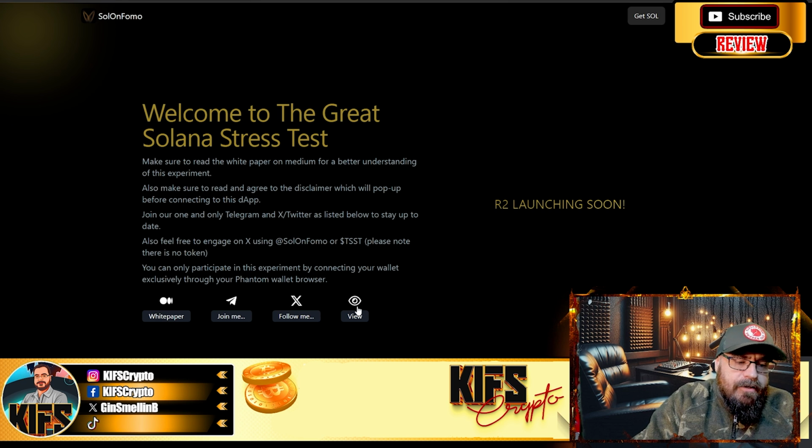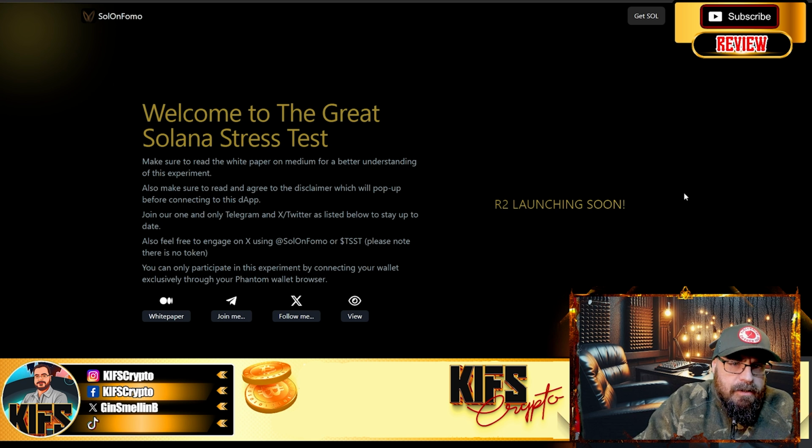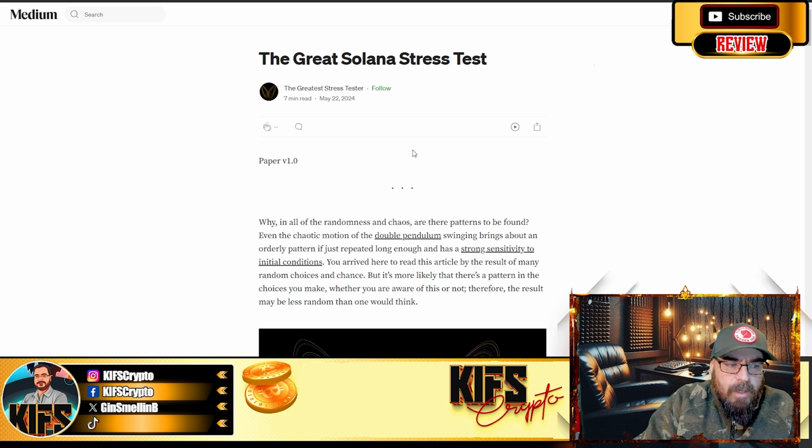And down here, then you got your view. And these are all the main elements which are of the utmost importance. All from 1 to 18 tells you exactly how everything works. But we're going to take a look at the white paper. Now, you will notice the connect wallet button. I will get to that in a second. But first off, we're going to look at this white paper.